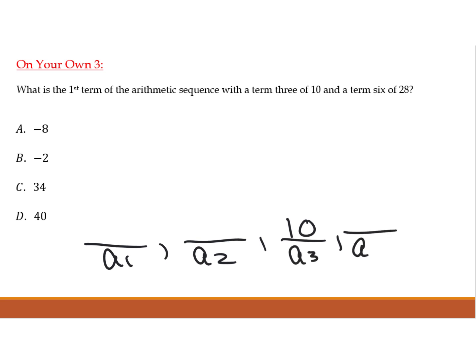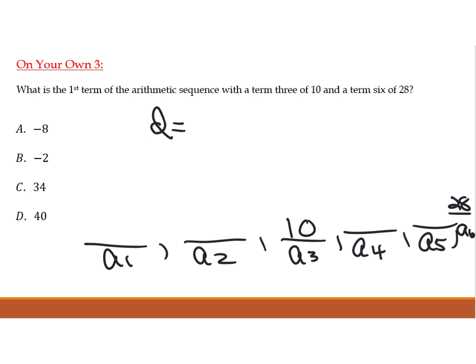We don't know a sub 4. We don't know a sub 5. And we do know a sub 6, which is 28. Right, so in order to find this first term, it is very important that I be able to determine what D is. Okay, D we normally do a sub 2 minus a sub 1, but we don't know that. We don't have two terms that are directly together.